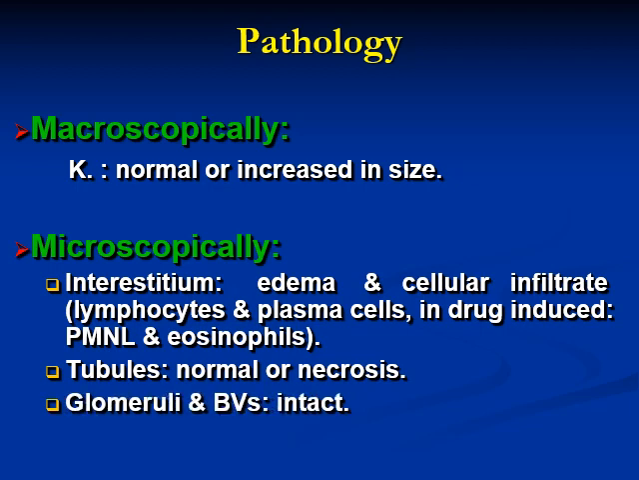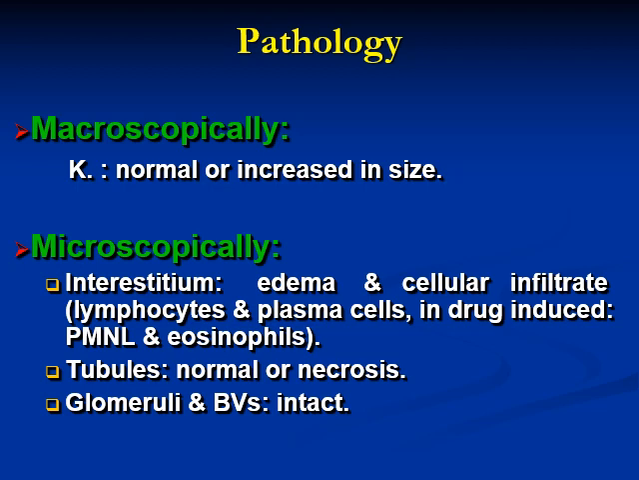What happens in the kidney in the acute interstitial nephritis? Macroscopically, since it is an acute inflammation, the kidney size is still normal or even increased due to the presence of the edema fluid. Microscopically, that is what's seen under the microscope in a renal biopsy. The most characteristic is that the lesion is restricted to the interstitium and the renal tubules, while the glomeruli and the renal blood vessels are intact.